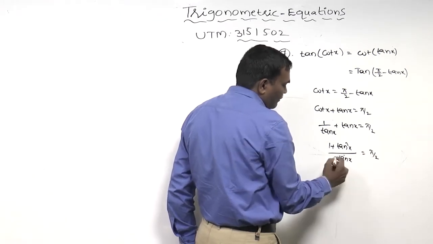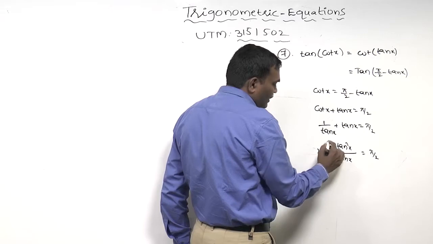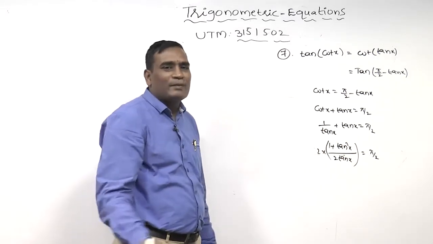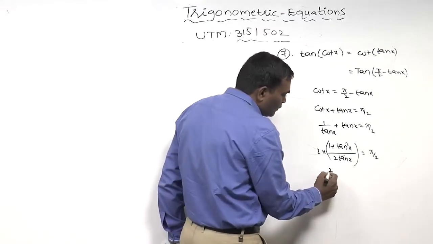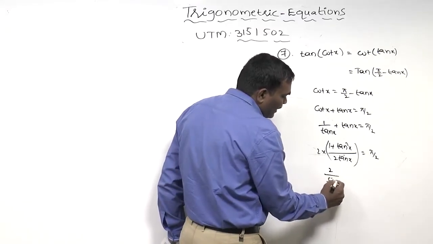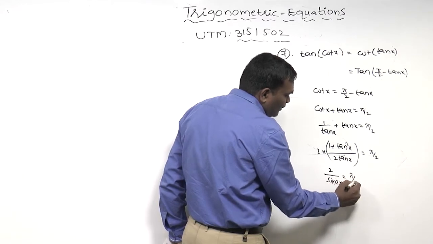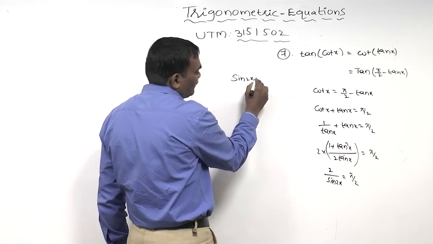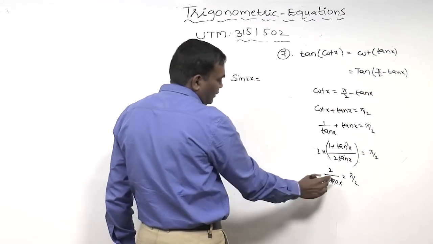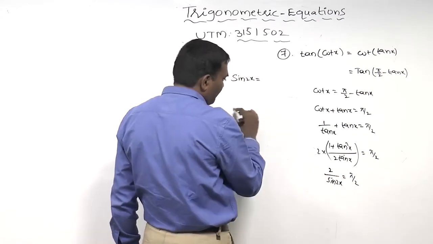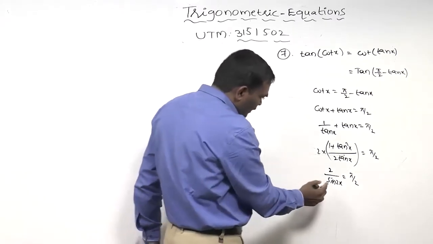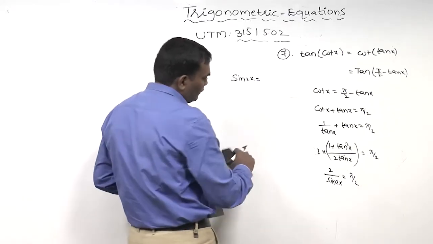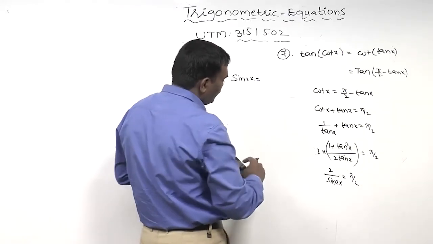Here multiplying and dividing by 2, 2 by 2. Here one formula is there: 2 tan x by 1 plus tan square x. What is 2 tan x by 1 plus tan square x? Sine 2x. So 2 by sine 2x is equal to pi by 2. What is sine 2x? Sine 2x is equal to 4 by pi.